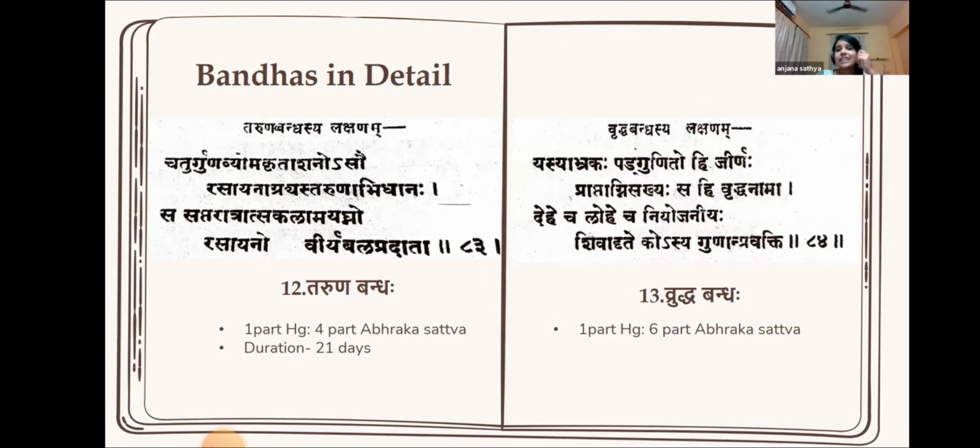And the next Bandha is Taruna Bandha. In Taruna Bandha, the proportion will be 1:4. Parada will be 1 part and Abharga Sattva will be 4 parts. And here also we can give the medication.